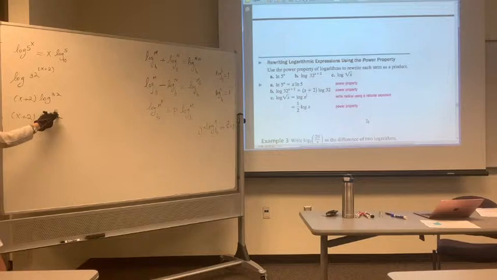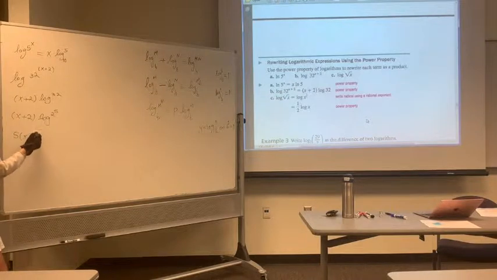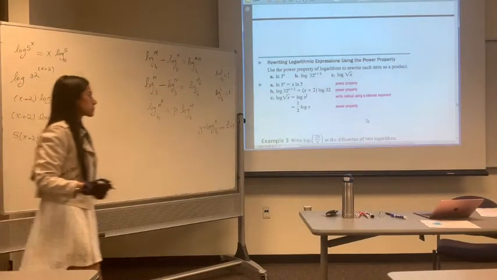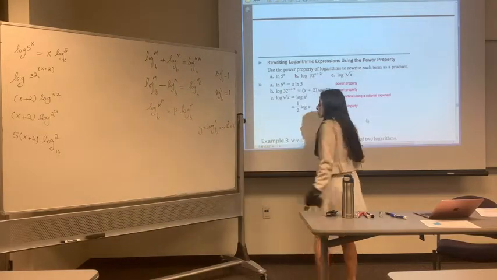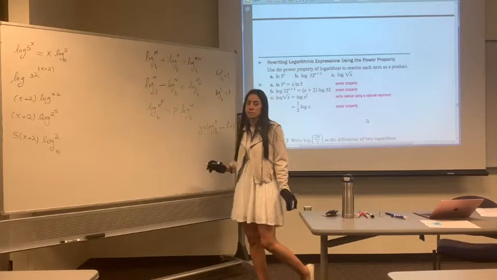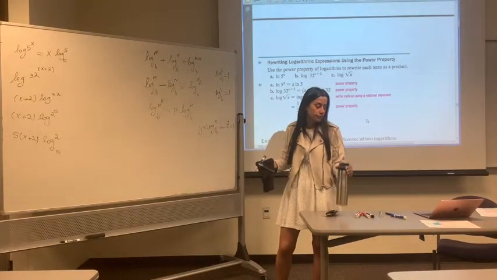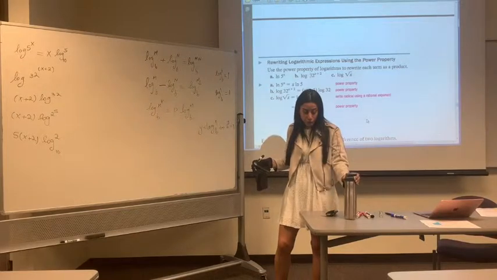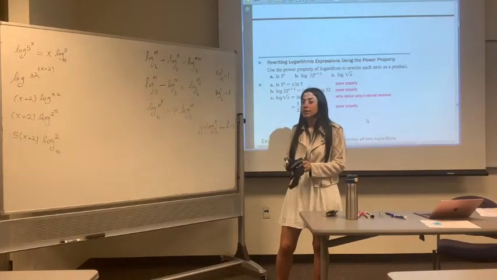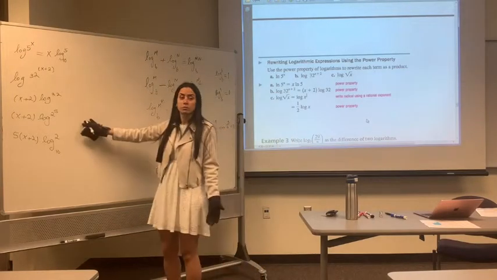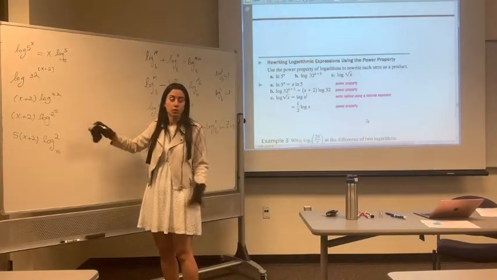And then again I have another power here. So I can write down 5 multiply x plus 2 log of 2 base 10, right? Do you have any question here? Is this clear? Oh, good.